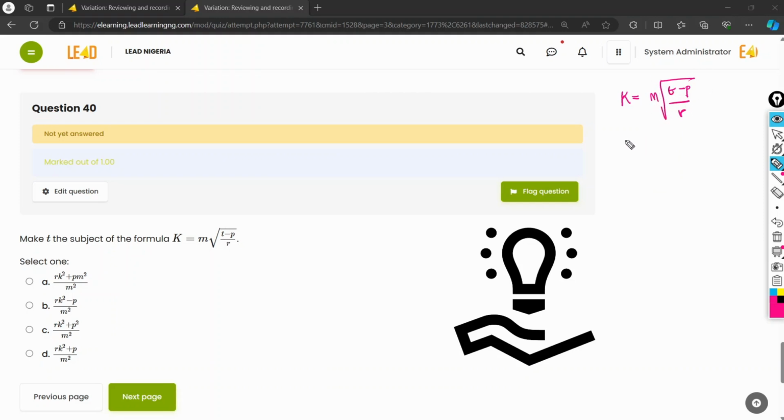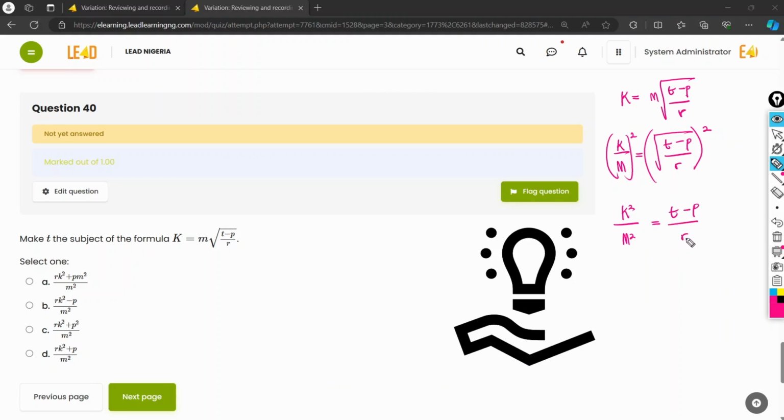So you divide both sides by M, we'll have K over M is equal to the square root of T minus P over R. All right, and next we want to take care of the square root sign. So we square both sides, square here, and we square here, to get rid of the square root sign. So we have K squared over M squared is equal to T minus P over R.